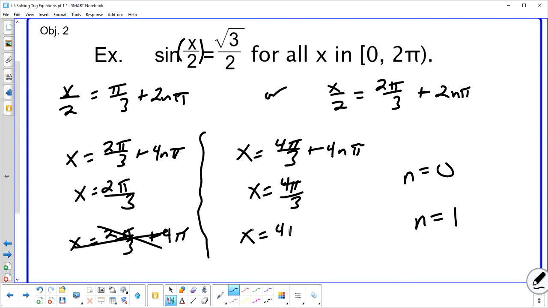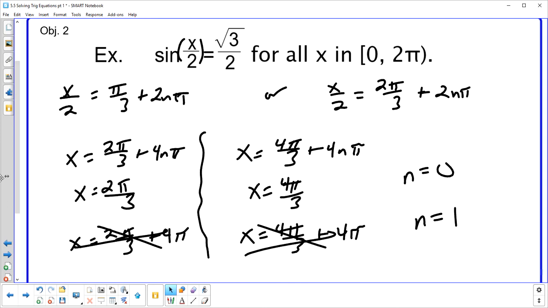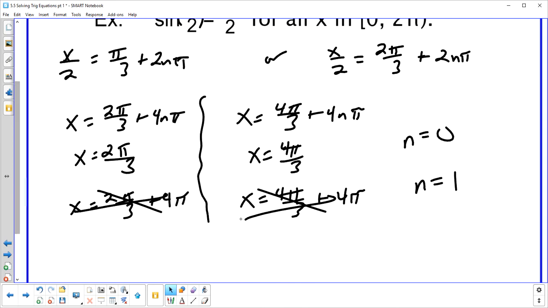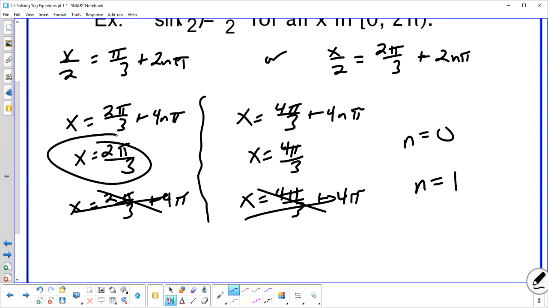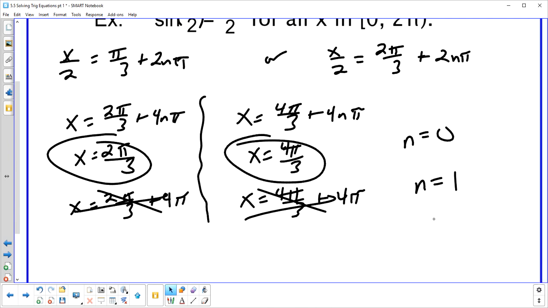And likewise, if we check over here, 4 pi over 3 plus 4 pi, well, this is already outside of 2 pi, so we know that one doesn't need to go any further. Okay, it's just a coincidence that our first test is the only one that worked. Usually, problems that we choose are going to have n equals 1 and maybe even n equals 2, depending on what our angle here is.